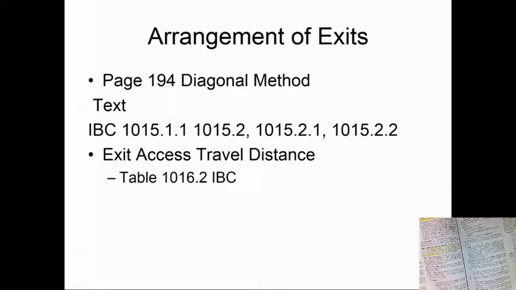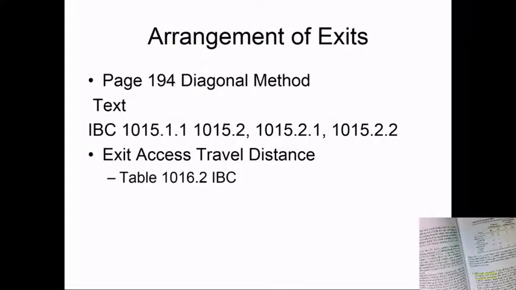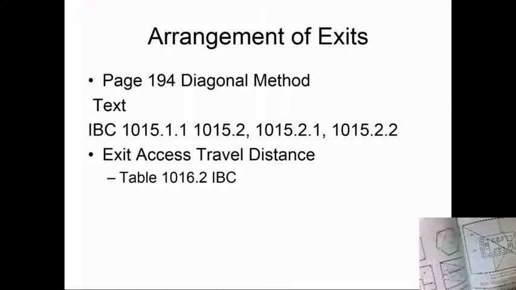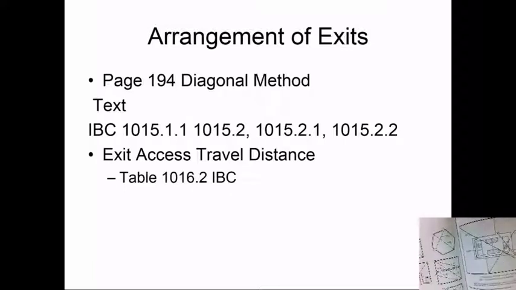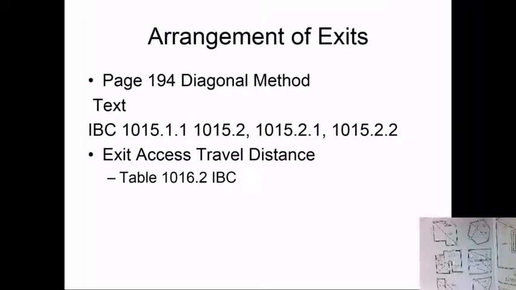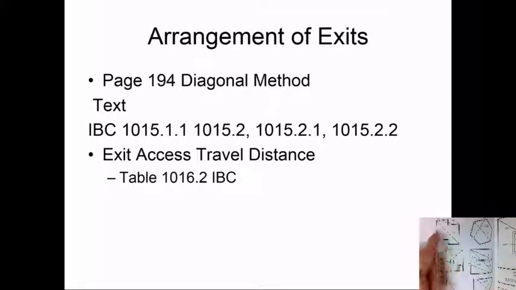Okay, so let's go back to make sure you understand that. Look in your textbook on page 194. There's a whole section on this arrangement of exits. But let's look at the diagrams on page 196. This is showing you the diagonal method. It's in your text. If you have unusual shapes, you've got to figure out what the longest distance is, and you measure this length.